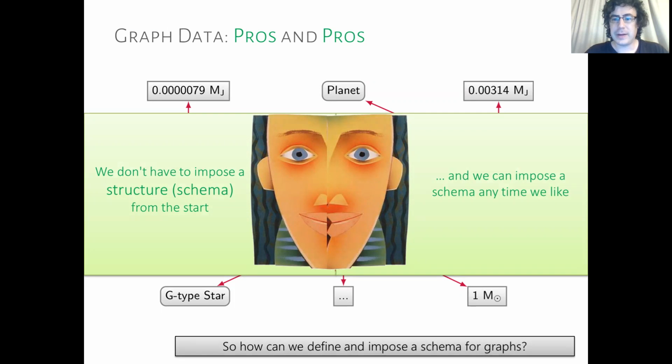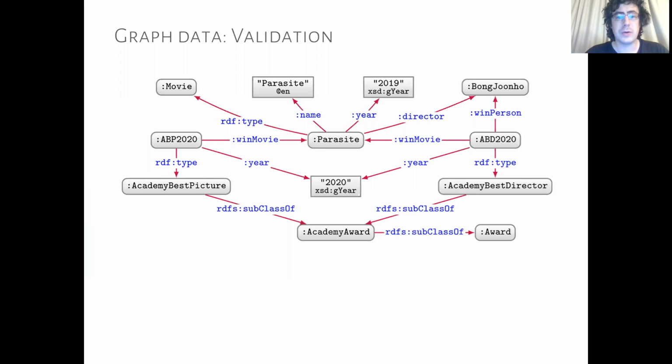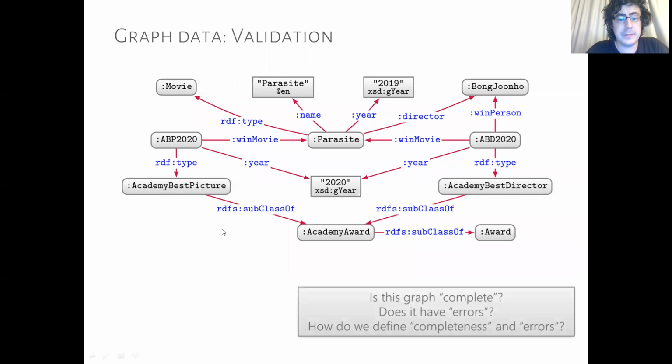But the question is, how can we define and impose a schema for graphs? Aside from RDF schema, we have this option of using shapes. The main difference is that shapes can be used for validation, for defining the structure of RDF graphs. So what do I mean by validation? We have some data here about Academy Awards, Academy Award for Best Picture and Academy Award for Best Director. We see that Parasite won both of these, and in the case of Best Director, the award is also associated with the person who directed the movie.